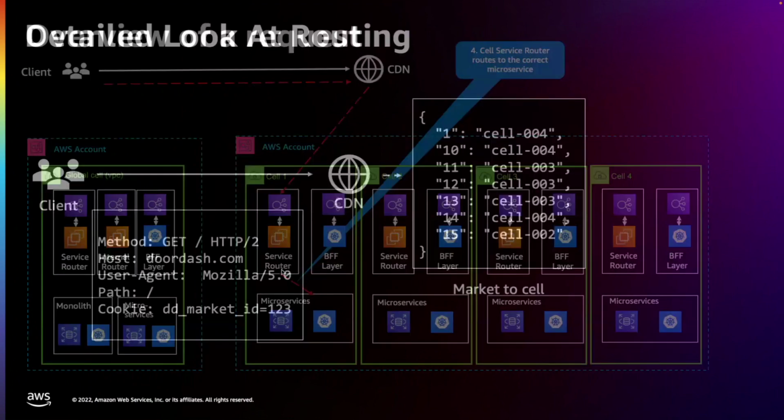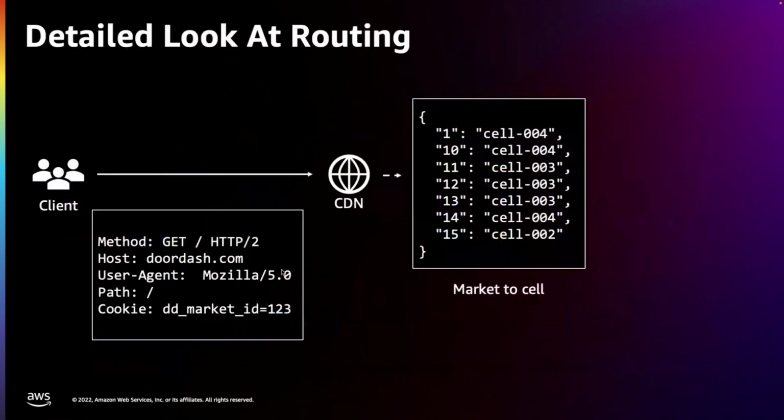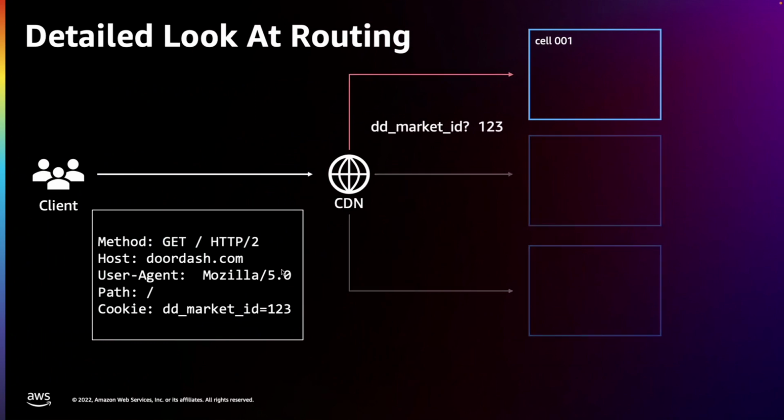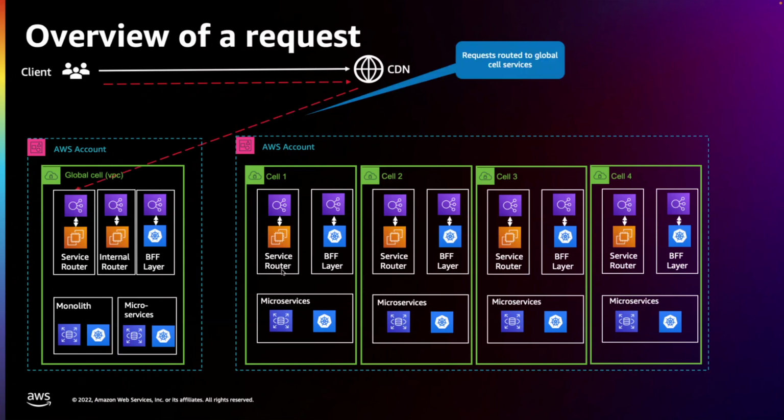And then, of course, looking at this in a bit more detail, the request arrives at the CDN. There, the worker function performs a cell lookup based on the market ID. Once we know the appropriate cell, the worker then knows which service router to send the request to. So this time in our example, let's say that our market ID cookie is set to 123. Requests for market 123 are sent to the service router in cell 1. And that's basically it.